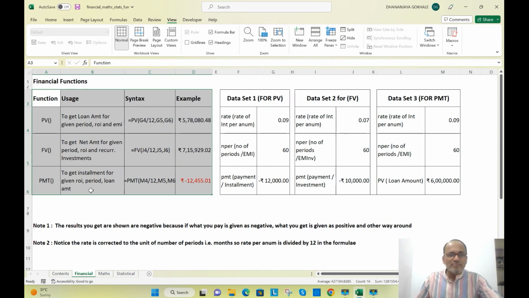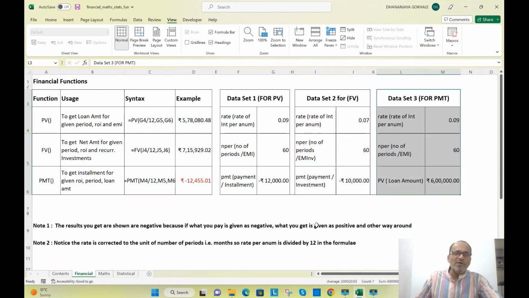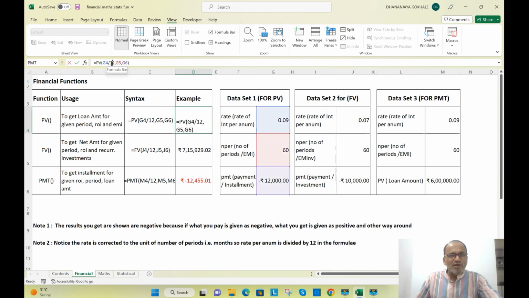All right. Now, here is a data set for the present value. This is the data set for future value. And this is the data set for EMI or payment. Let us take a look at the formula first. They are pretty simple and straightforward formulas. The only thing is that terminology may be slightly different. You need to get familiar with that terminology. So here is where the formula is used. So I am putting it over here.